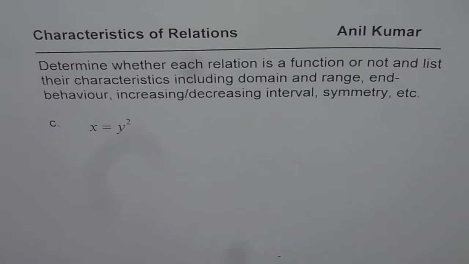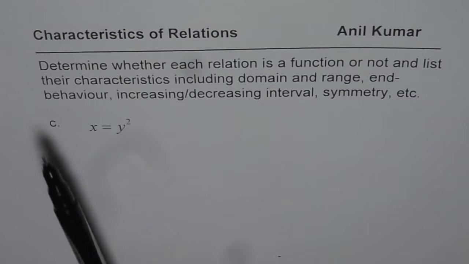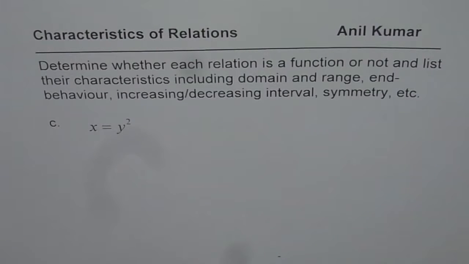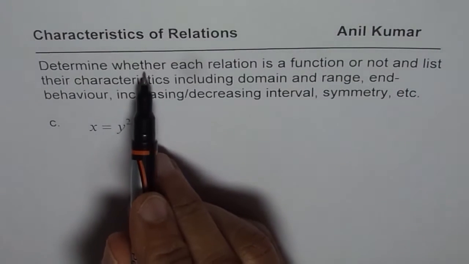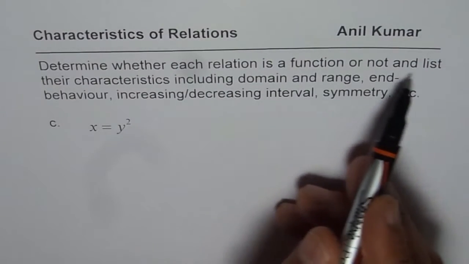We actually began with a different kind of equation where we had 6 parts, and this is the offshoot. So we are discussing in detail this particular equation, x equals y squared, in the video. You can follow the link to see the rest of the examples. Now let's answer the very first question, which is: determine whether each relation is a function or not.